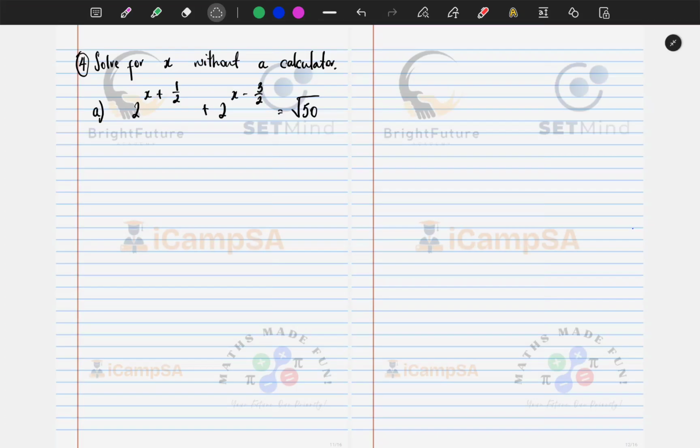So it's a very interesting question. It's usually 6 marks, such questions, and you need to make sure that you solve such questions without a calculator so that you don't lose any marks. So let's go ahead and try and solve this, right?